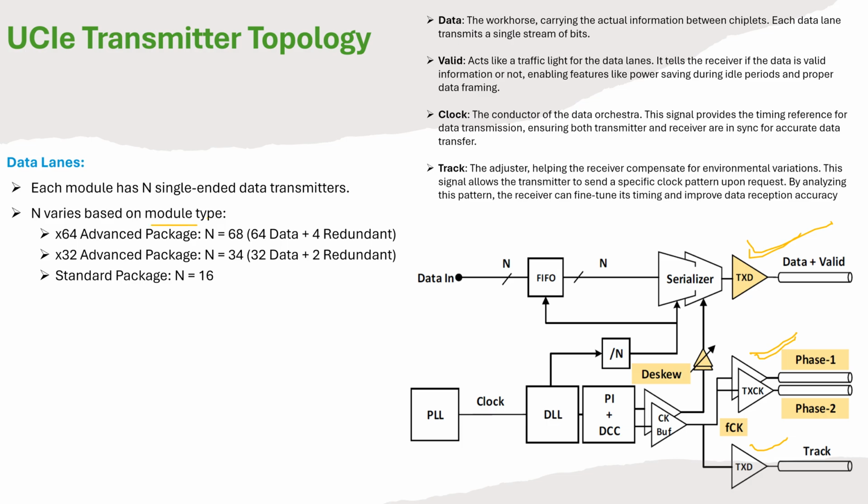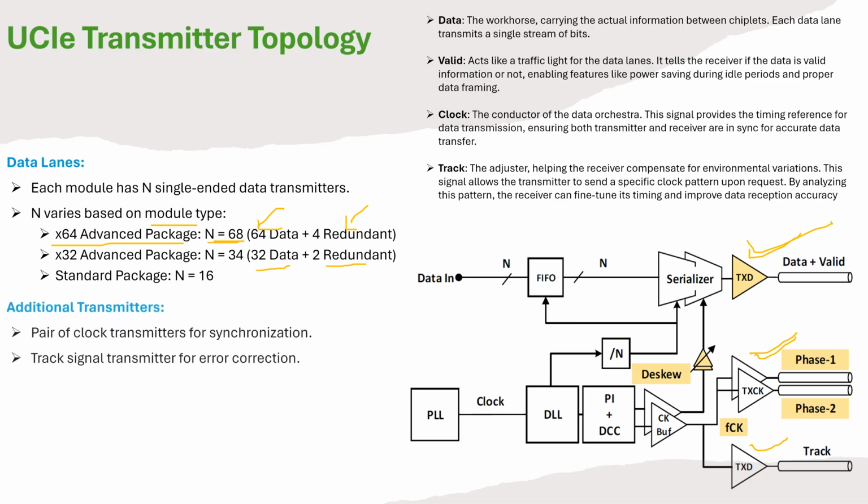For example, x64 advanced package has n equal to 68. It means 64 data plus 4 redundant. Whereas an x32 advanced package module will have 34 single-ended data transmitters. That means 32 for data and 2 redundant data transmitters. And a standard package module has 16 single-ended data transmitters. So data lines we understood.